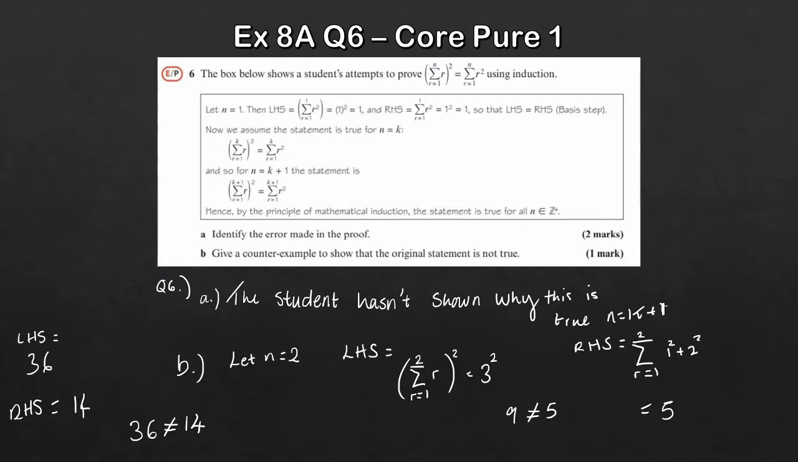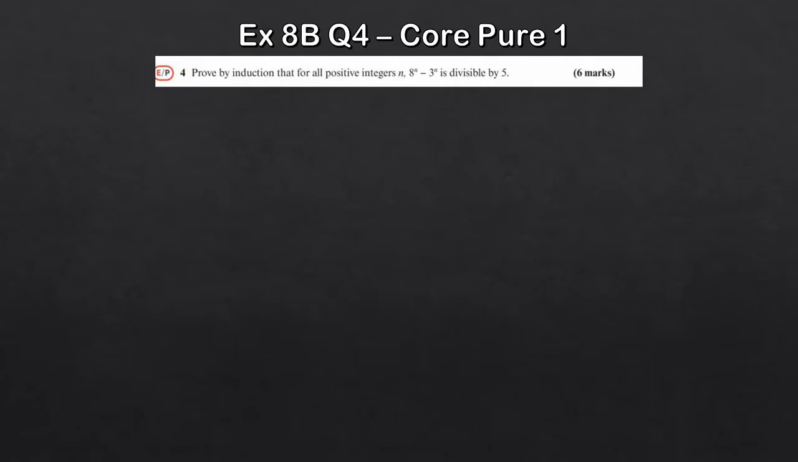Let's actually jump into doing some proof by inductions ourselves. So this is a divisibility result. What we're looking to show here is that 8 to the power of n minus 3 to the power of n is divisible by 5 for any positive integer.